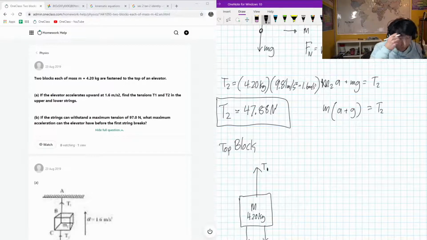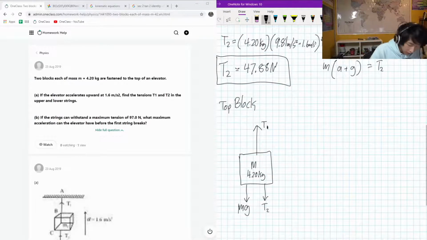So, because the top block has to be providing that tension. Otherwise, the second block, the lower block, is not going to go upwards if the top block is not supplying tension to it at all. So that explains the diagram here. Okay, so let's sub in our numbers.